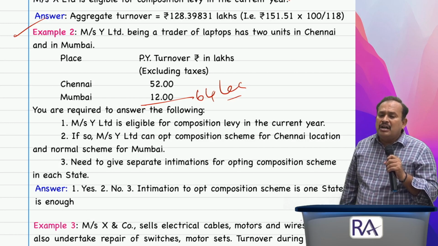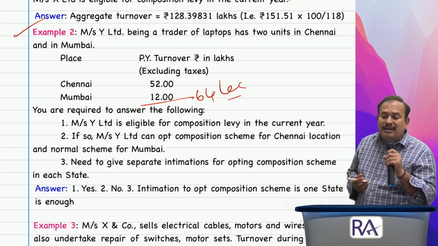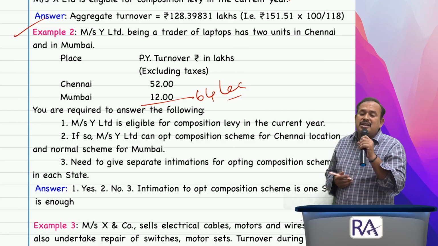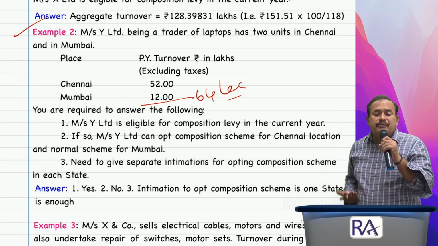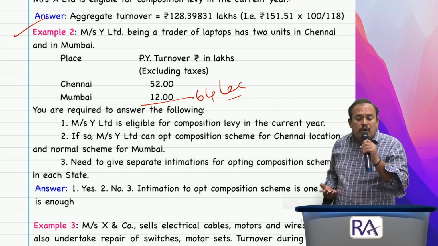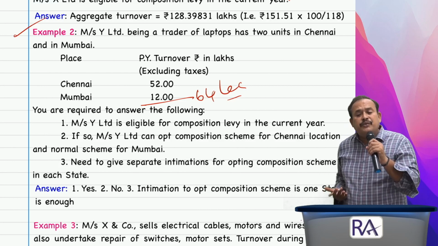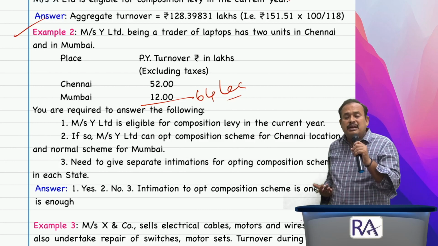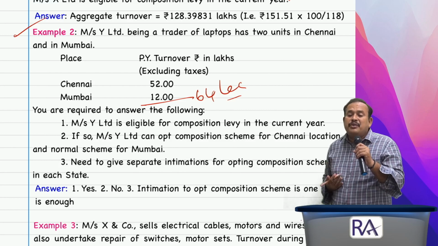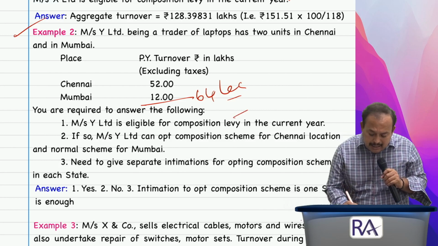Yes or no? Aggregate turnover has not exceeded what limit? Maharashtra as well as Tamil Nadu, some 150 lakhs. Therefore, 150 lakhs turnover is not exceeded. Therefore, they are eligible for composition in the current year? Yes. They are eligible for composition scheme in the current year.